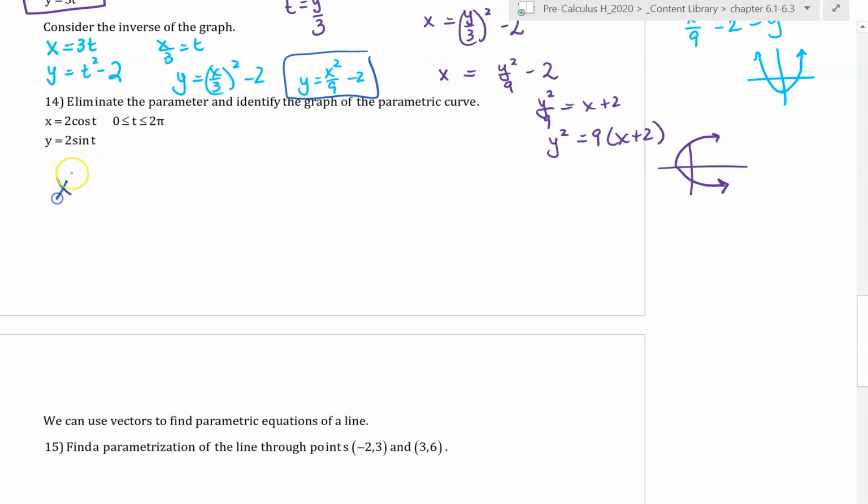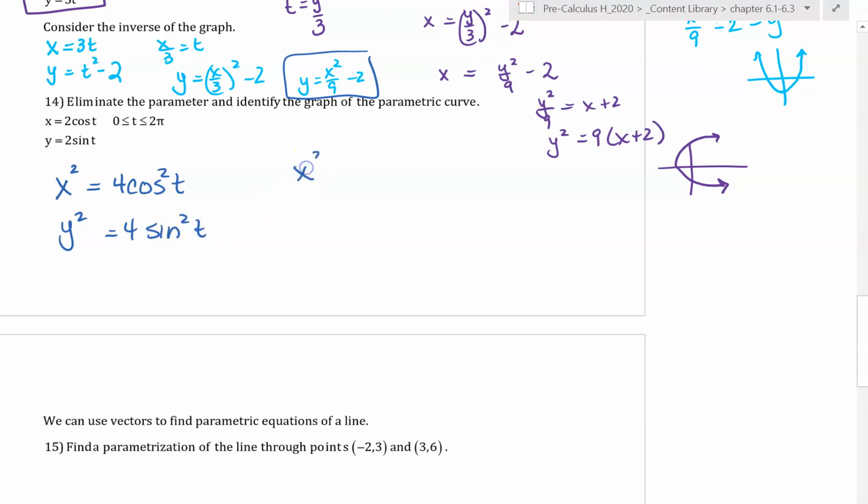So first of all, what would happen if you square x equals 2 cos t? I have x squared equals 4 cosine squared of t. And I'm going to square both sides of the equation y equals 2 sine t. So we have y squared equals 4 sine squared of t.